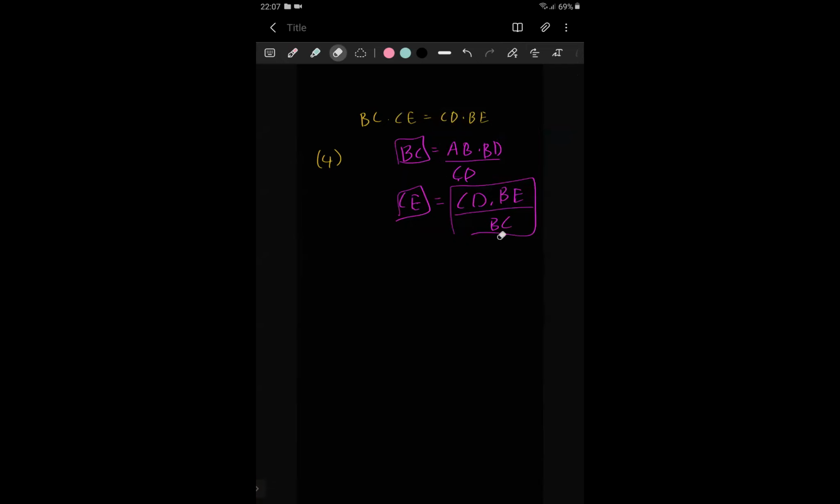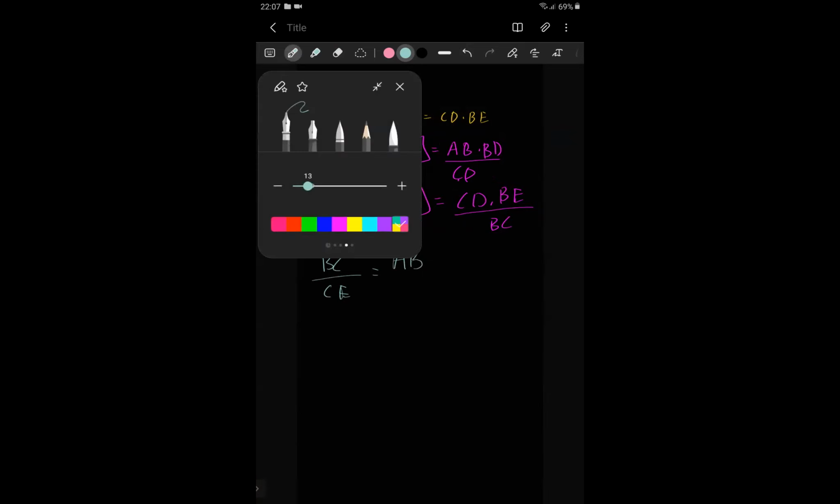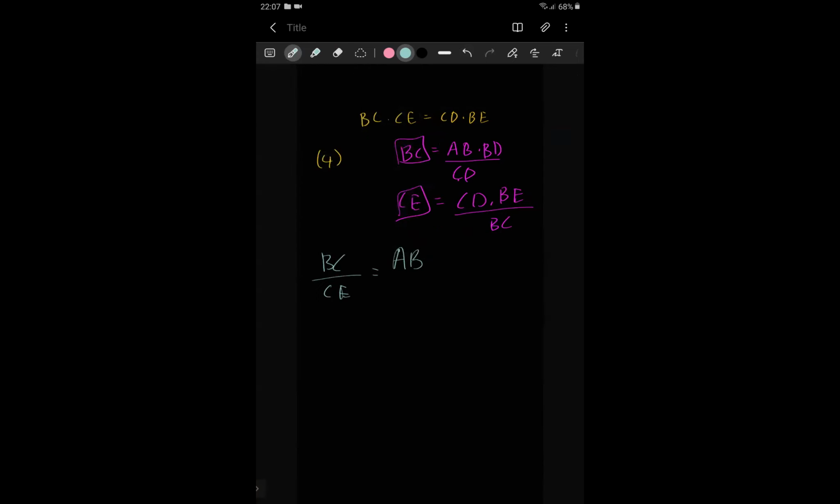Okay, so what we're saying is we want BC over CE. So BC over CE, right? This is equal to this whole expression here. Let me see here. Let's see, AB, BD over CD, right? We're dividing it by this whole thing here, CD, CE.